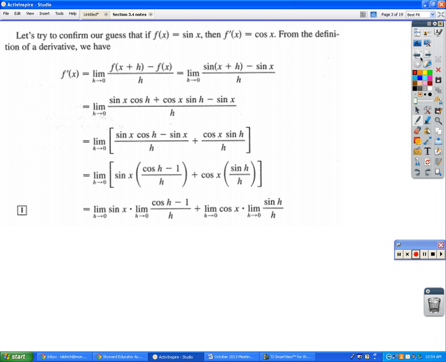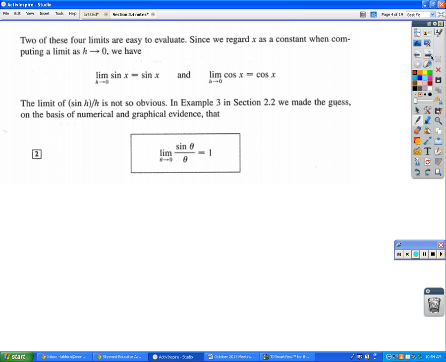And so then that leaves us with two things that we need to actually figure out with the h's. The limit as h approaches 0 of sine of h over h, and the limit as h approaches 0 of cosine of h minus 1 over h. This one right here is already on your note card. This is a limit that we came up with when we were talking about limits in chapter 2. The limit as h approaches 0 of sine of h over h is 1.